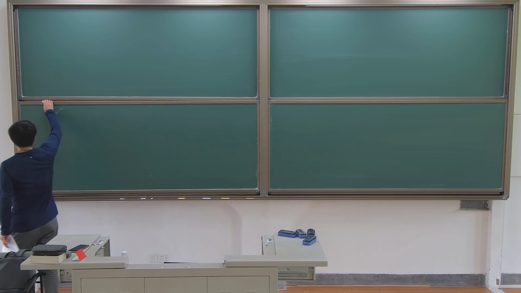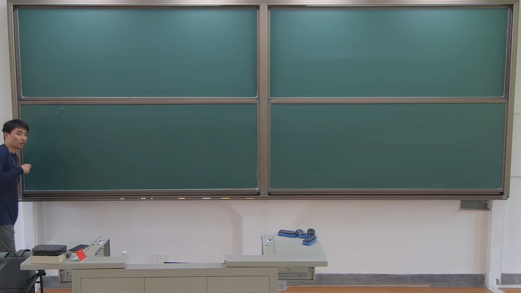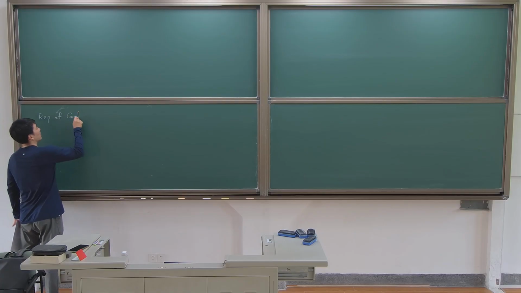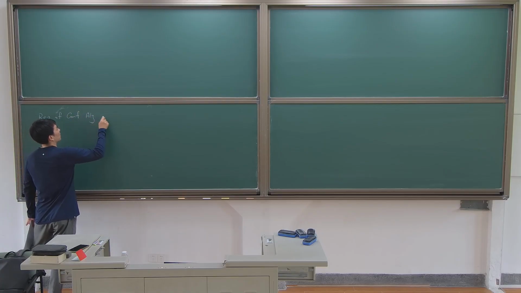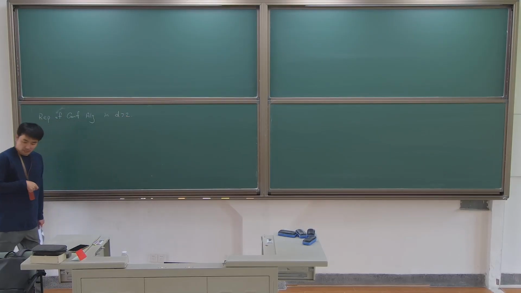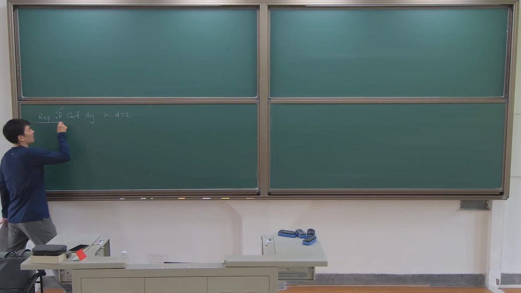So let's do the recap. Last time, what we learned is what? Do you remember last week we learned the representation of the conformal algebra in D greater than 2? So that's what we learned.